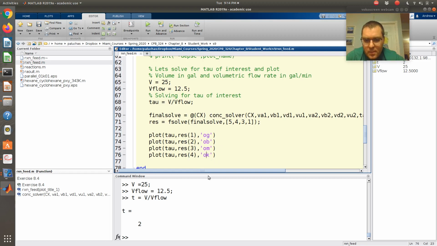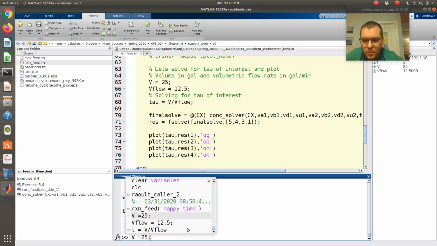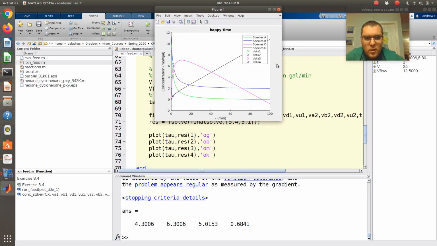Bam. So now if I run my code, our points of interest are way down here. They're well before we hit this physical limitation of our model. Cool. And it's returning those values since I had called that last call res. So this would be the concentration of A, B, D, and U for that tau of 2. And then you could take those values and calculate the fractional conversion and selectivity at that concentration.